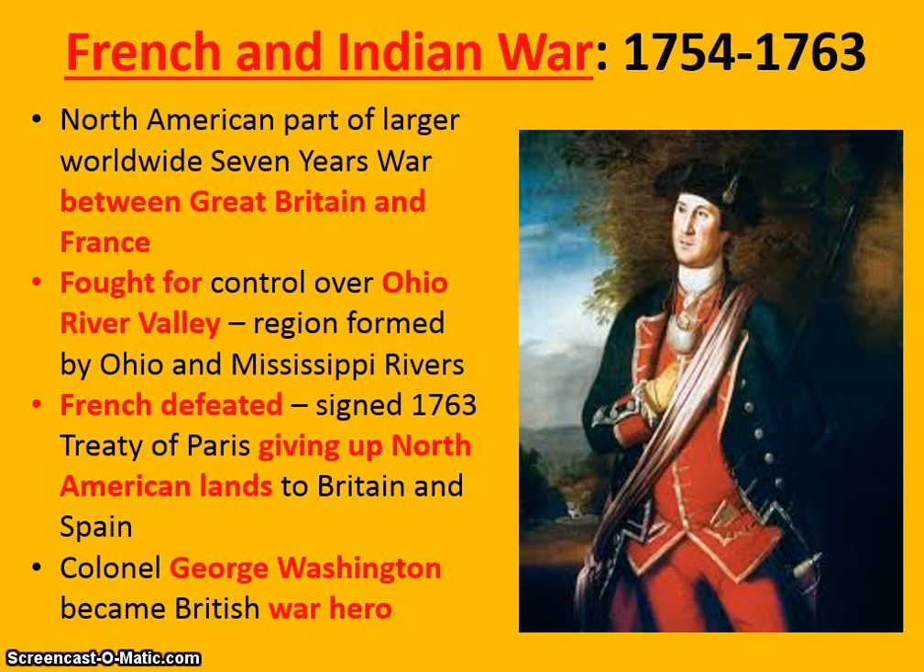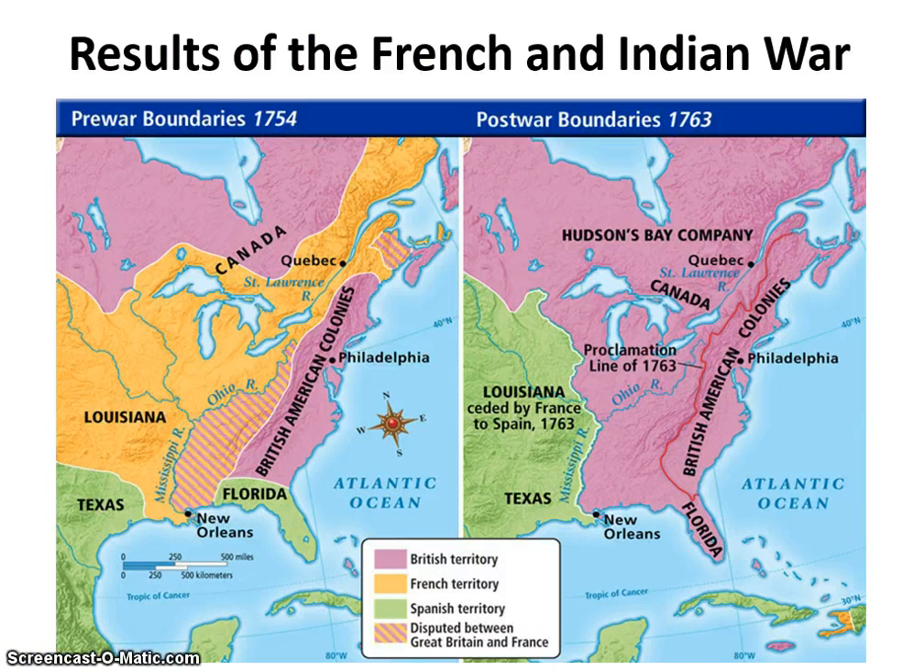And as a side note, a young officer, Colonel George Washington, fought on the side of the British and became a British war hero. So let's look at the map and see how this war actually affected North America. Now, if you remember before, there were three large nations, Spain, France, and Britain, that held claims on North America, with France claiming this large area, calling it Louisiana, around the Mississippi River. Spain was to the south and the west. The British held the Atlantic coast, and they also claimed parts of Canada.